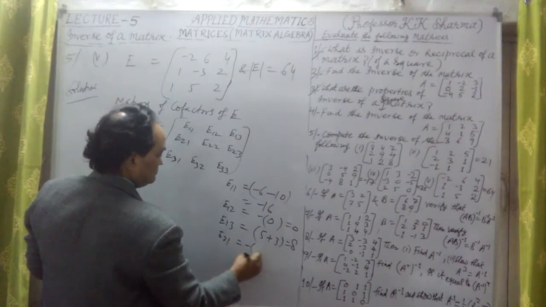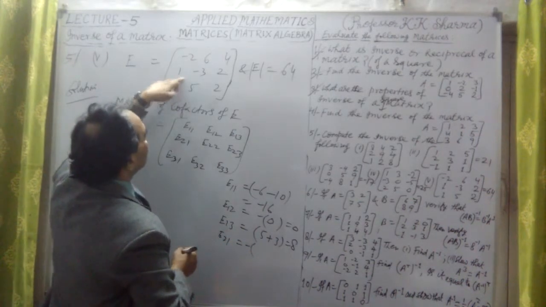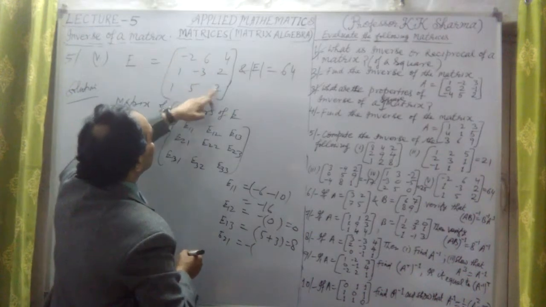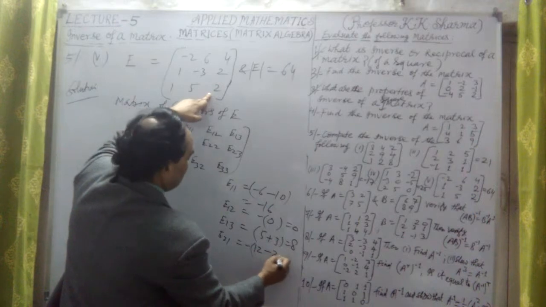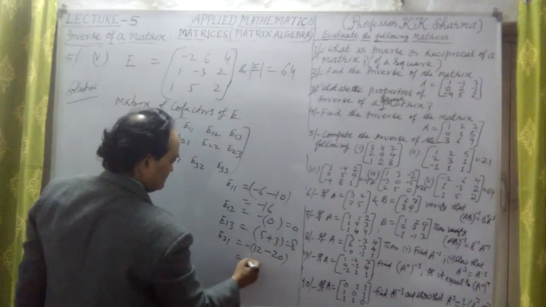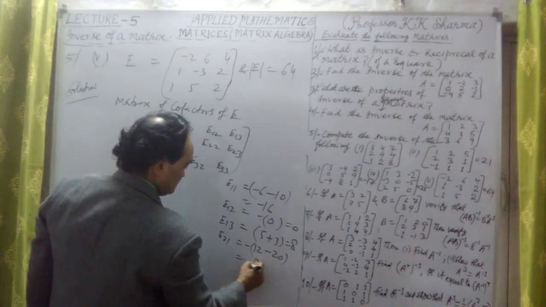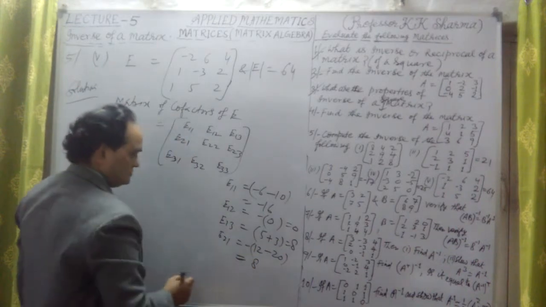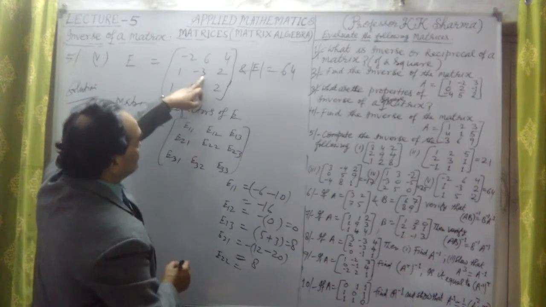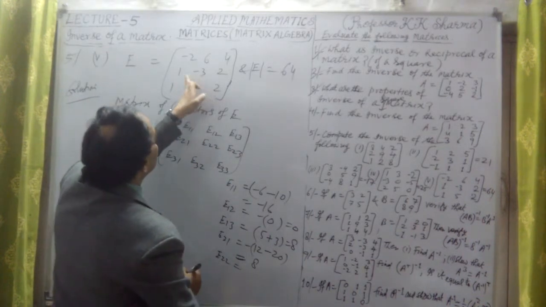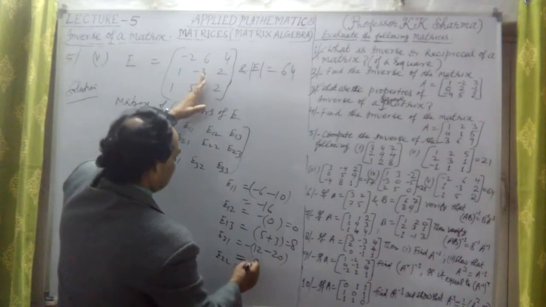E21 is an odd position, so it is negative, of 1. This and this: 6 times 2 is 12, minus 20, it is minus 8, and with the negative sign, plus 8. Then E22 is a positive value of this, minus 3. Minus 3 is this, it is minus 4.